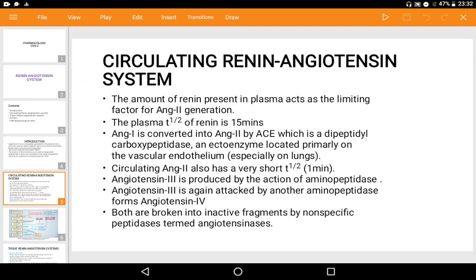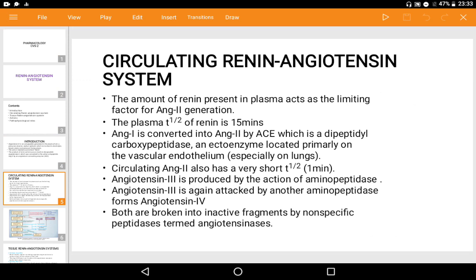Next, circulating renin-angiotensin system. The amount of renin present in plasma acts as a limiting factor for angiotensin 2 generation, and the plasma t1/2 of renin is 15 minutes. Angiotensin 1 is converted into angiotensin 2 by ACE, which is dipeptidyl carboxypeptidase, an ectoenzyme located primarily on the vascular endothelium, especially in lungs. Circulating angiotensin 2 also has a very short t1/2, which is 1 minute.